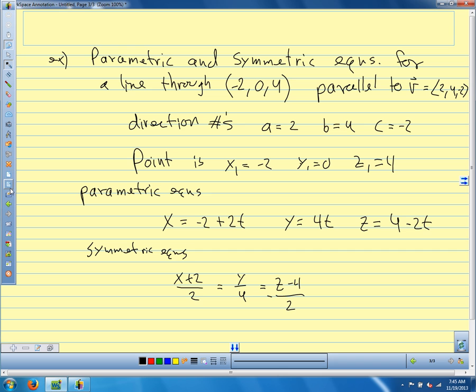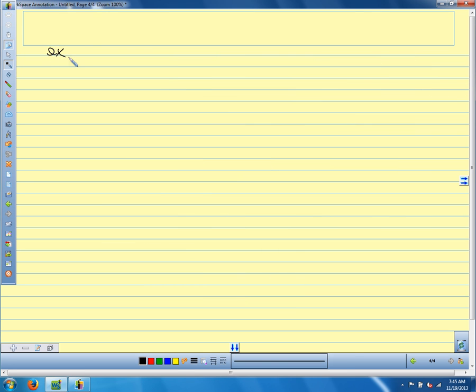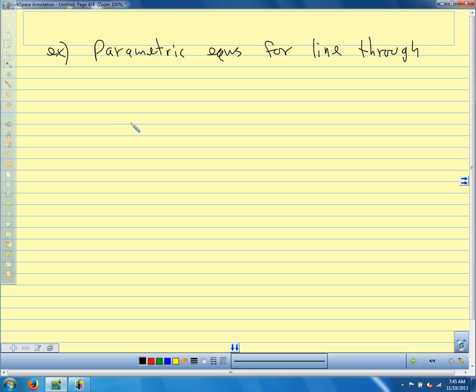Okay, let's look at another example. Just add a little twist here. We want to find, we'll just do the parametric equations this time, for a line through 2 points. P is (−3, 2, −3), and Q is (1, −1, 4).